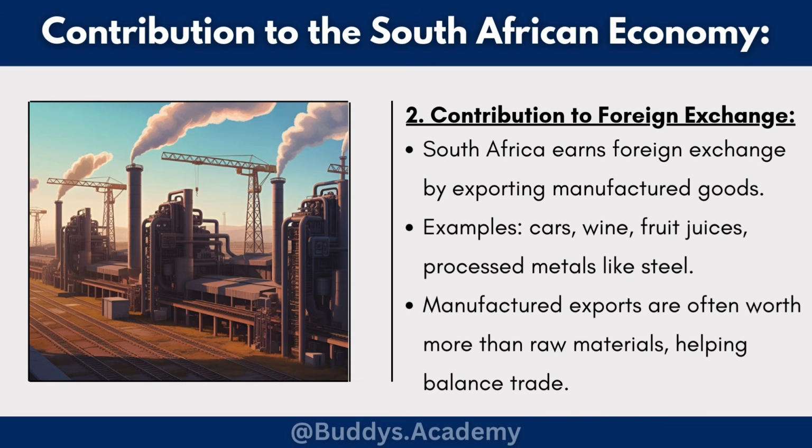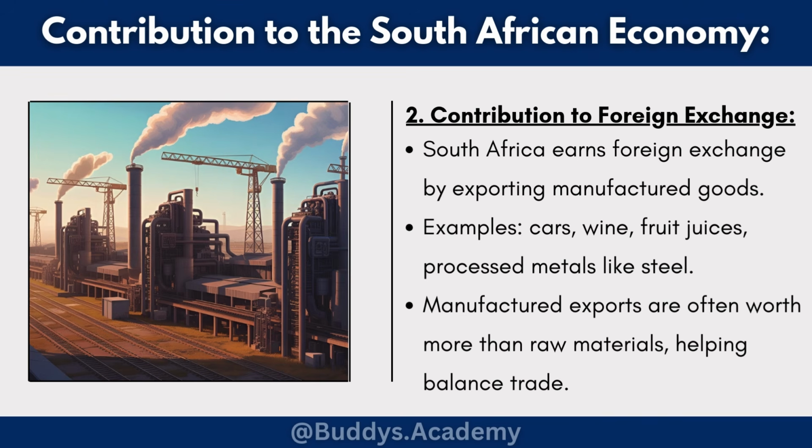Secondly, you're going to say it's going to contribute to foreign exchange, right? So South Africa earns foreign exchange by exporting these manufactured goods. And examples of the manufactured goods that are going to be exported would be cars, wine, fruit juices, and processed metals like steel. Now one thing to keep in mind is that your manufactured exports are obviously going to be worth more than your raw materials, and that's going to in turn help to balance trade.